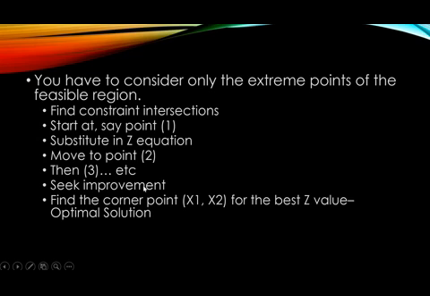This process goes on. Once all the extreme points have been substituted in z and the z value has been evaluated, find that corner point x1 comma x2 for which the best z value is available. In case of maximization problem, maximum z value has to be picked. In case of minimization problem, minimum z value has to be picked. That will give us the optimal solution. Hope you have understood the process.